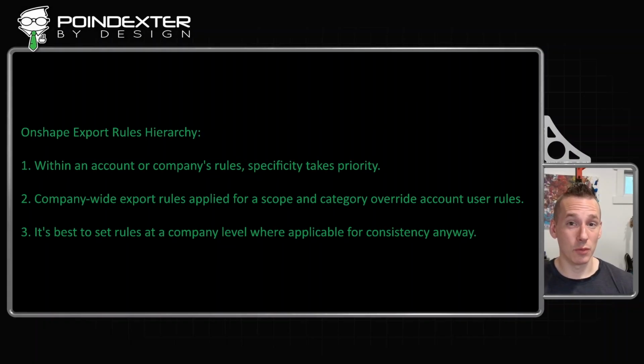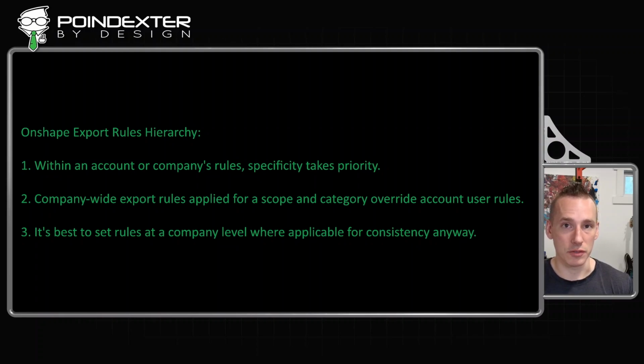Okay, there are three main rules to keep in mind. You need to be specific. Specificity takes priority within either a company's set of rules or a user's set of rules. If you do have company settings, anything applied to a specific scope or category takes priority over any account user's rules in those same scopes and categories. It's best anyway just to set them at a company level for company-wide specificity.